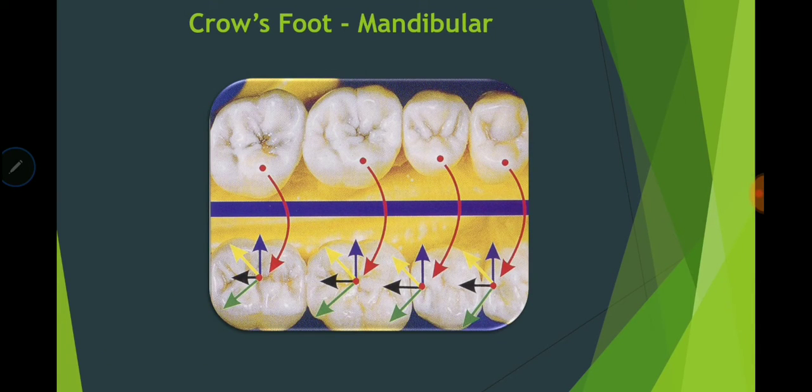Okay, so on the lower it's the same thing, except that the black arrow here shows protrusion. The arrow appears to be moving back, but remember the arrow is drawn on the mandible, so it's in the actual opposite direction, so it's moving to the front. So the black arrow represents protrusive movement.